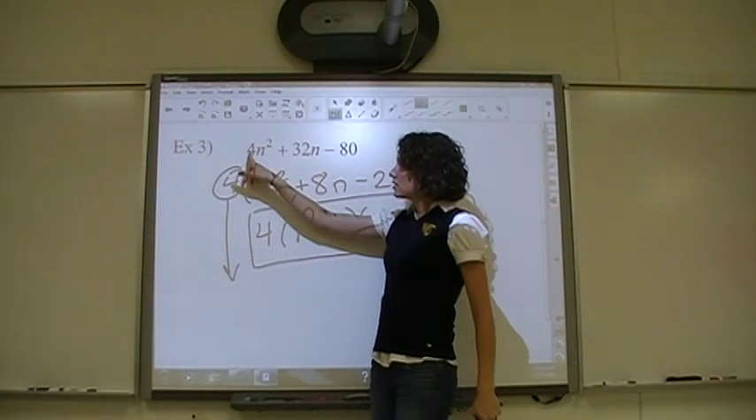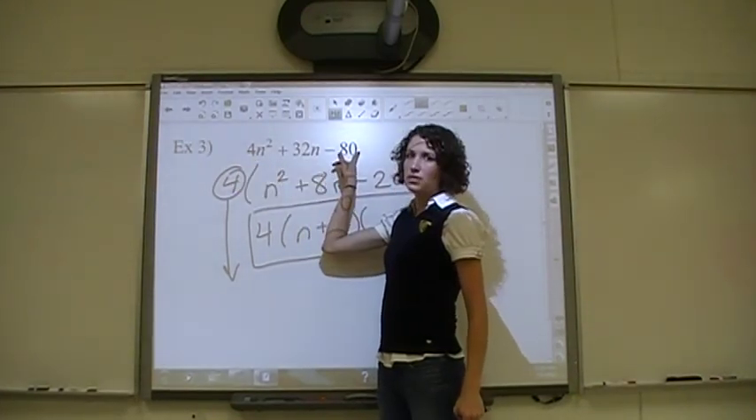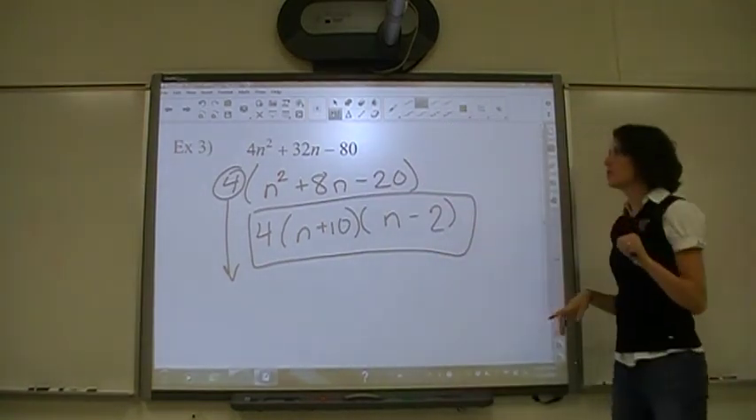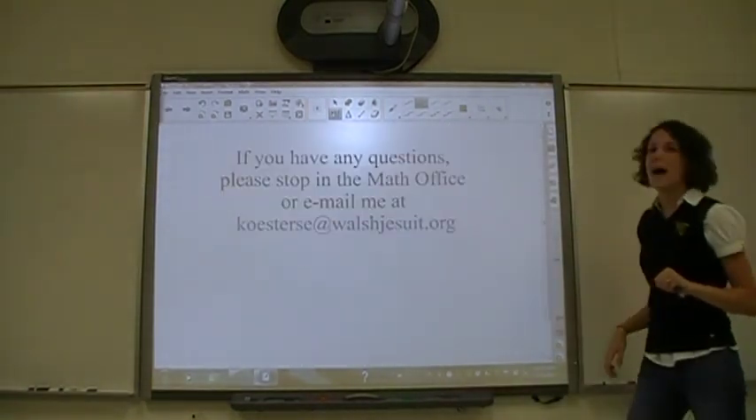Now, if this 4 did not factor out of all of these terms, then you would have to do the rewrite method. So make sure you don't do the shortcut method for every single one, only when you do not have a number out in front.